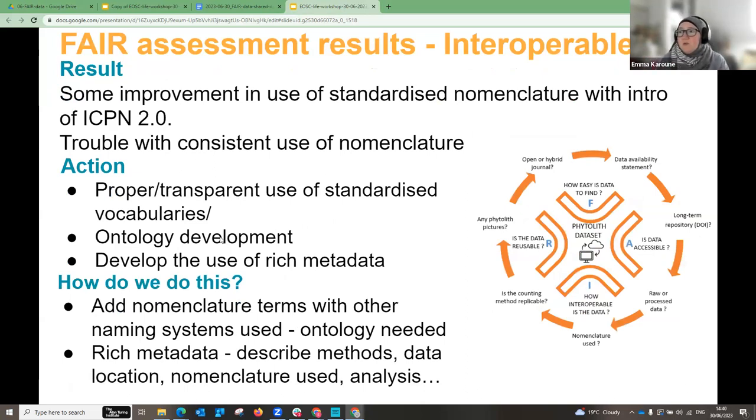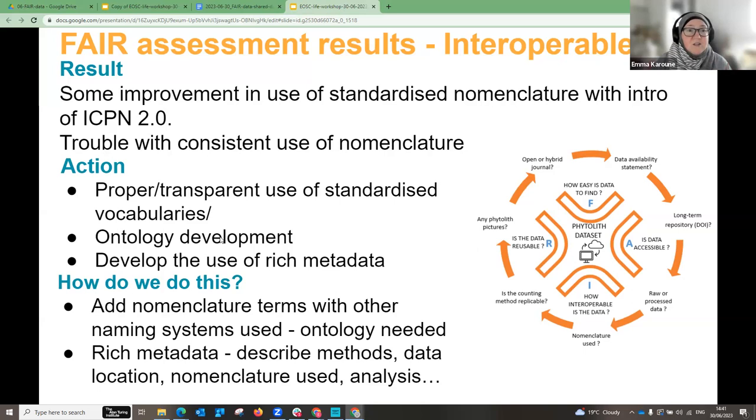And then in terms of interoperability, we did find an improvement in using the standard vocabularies, which is really great. But there were problems with consistency in using the nomenclature. We actually had someone talking about the nomenclature in our last session, and I think it was really important to have Luke there to talk about what they are doing, to explain it a bit more fully, and to talk about the developments they are going to do.